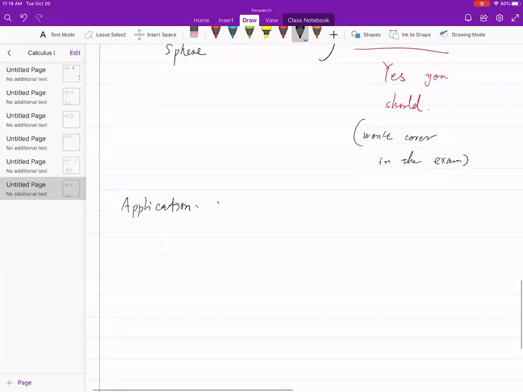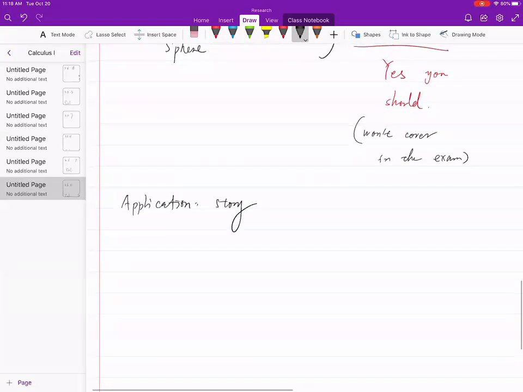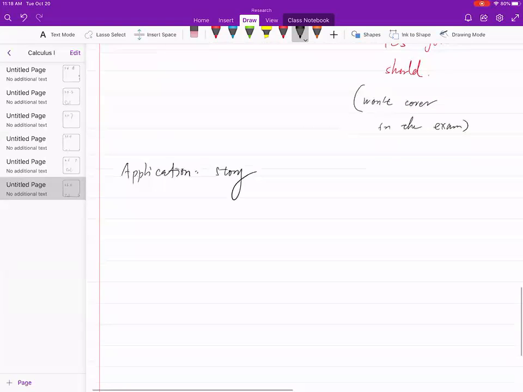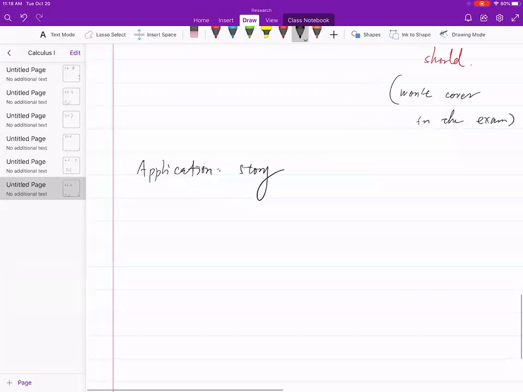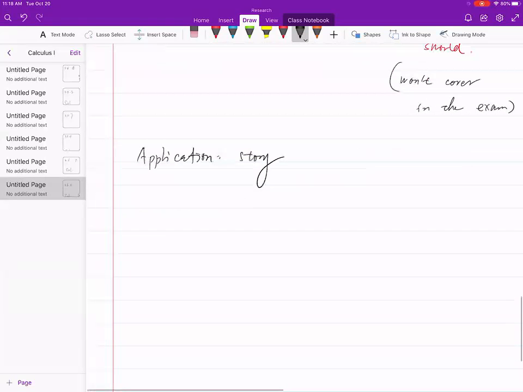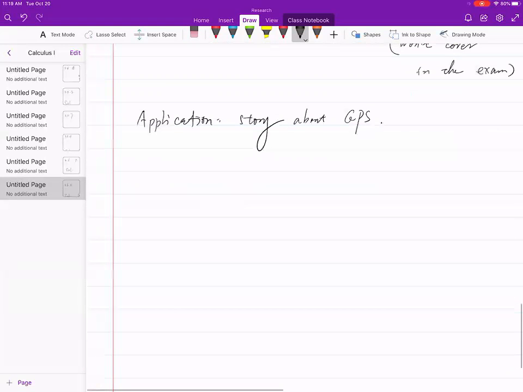Okay. It's not a rigorous scientific story. This is something I heard. It's actually an anecdote I heard from people. A story about GPS. How people invented the GPS system. Okay, it's a very interesting story. I can't guarantee it's true. Basically, it's a group of physics students.